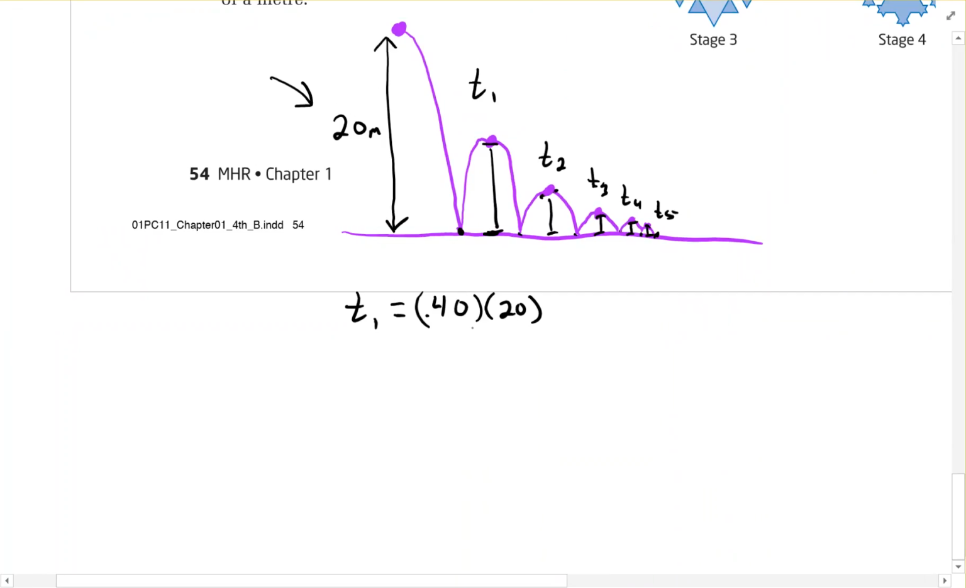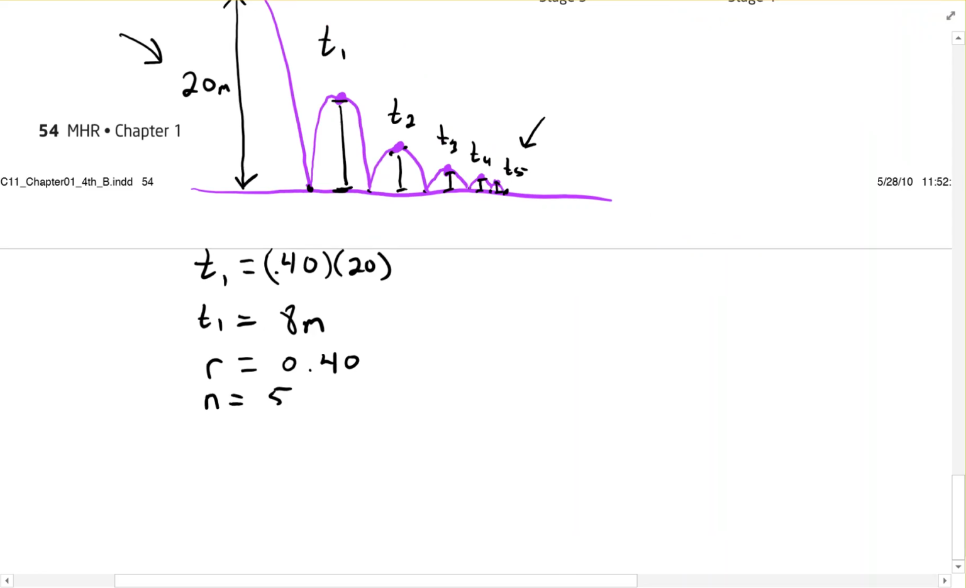So we're going to go 40% of 20. So T1, the first one, is going to bounce 8 meters. Okay, so 8 meters for T1. I know that R is going to be 0.4, 0.40 if you like. And I also know that N is going to be not 6 but 5, because we said the first bounce was T1 right there, right? So we're going to call this 5.